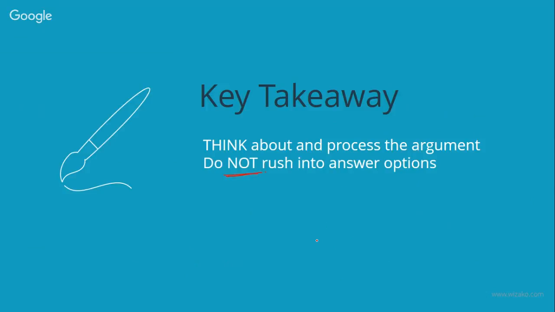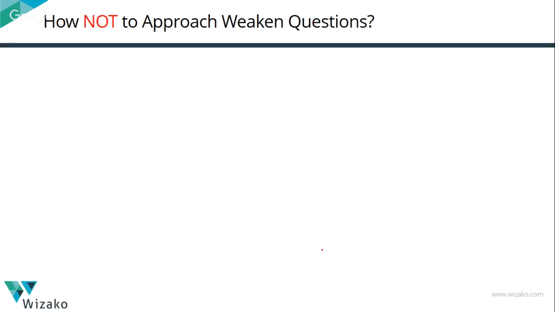Then you will not know why you're making the mistakes that you're making, and your accuracy will keep fluctuating all over the place. You will have one set of questions with a 95% accuracy, the very next set of questions with a 20% accuracy, and no clue why that is happening. Now, a couple of other things that you have to keep in mind, what you should not be doing when you're doing weaken questions.